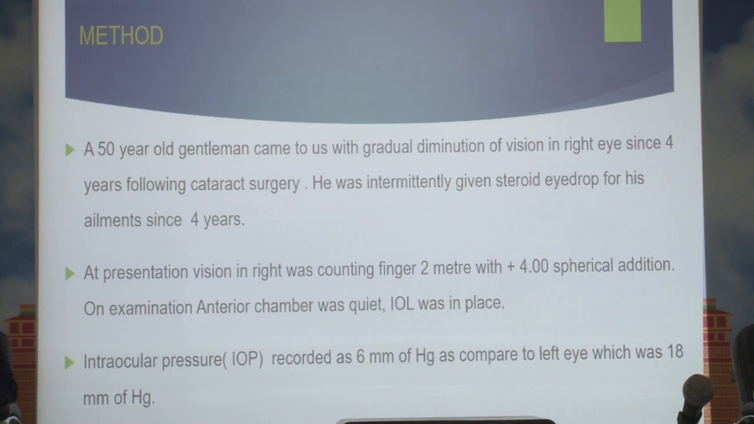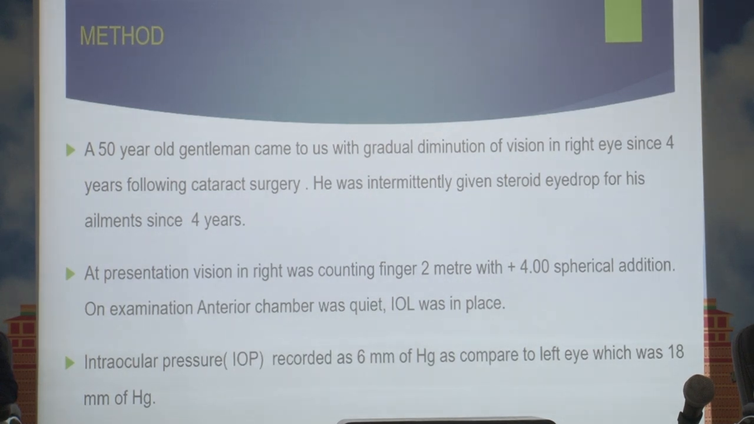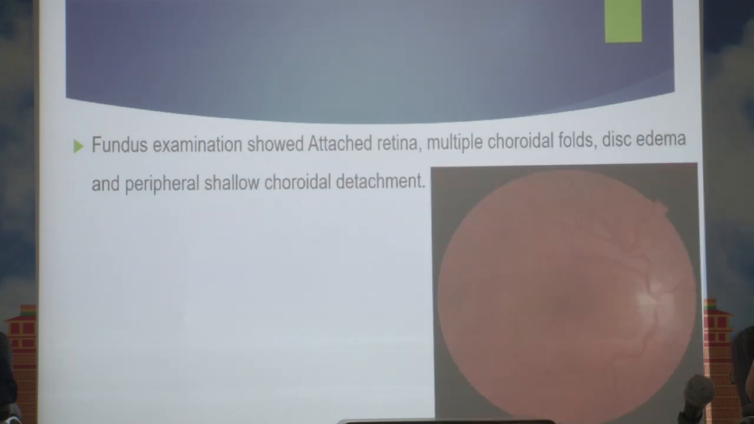At presentation, vision in the right eye was pointing finger 2 meter with plus 4 spherical addition. On examination the anterior chamber was quiet, the IOL was in place and the anterior chamber was deep. Intraocular pressure recorded at presentation was 6 millimeter of mercury in the right eye, as compared to 18 millimeter of mercury in the left eye. Fundus examination showed attached retina, multiple choroidal folds, disc edema, and peripheral shallow choroidal detachment.